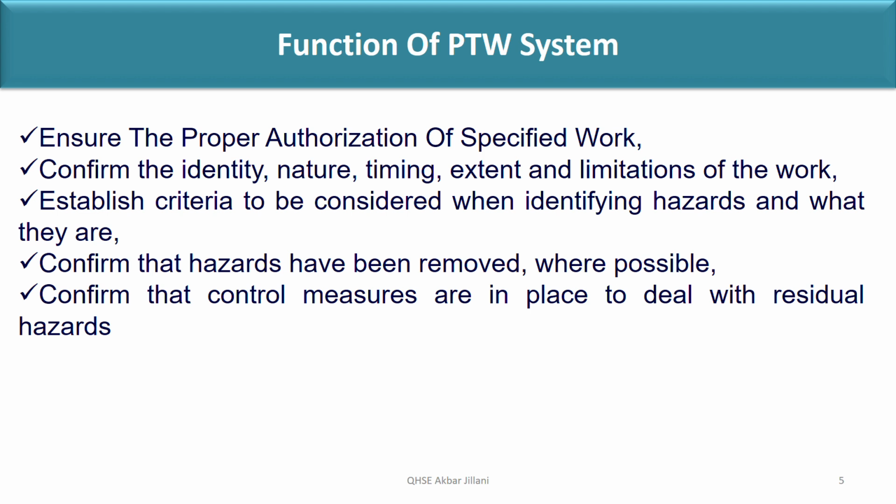Function of PTW system. Ensure the proper authorization of specified work. Confirm the identity, nature, timing, extent and limitation of the work. Establish criteria to be considered when identifying hazards and what they are. Confirm that hazards have been removed where possible. Elimination, the first step of the hierarchy of control. Confirm that control measures are in place to deal with residual hazard.